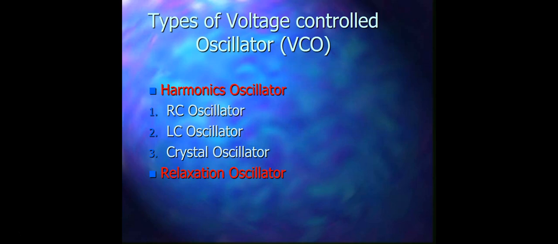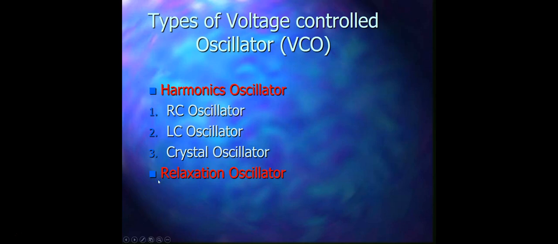Now moving on to the next slide. Here we see different types of voltage-controlled oscillators. Under that we have harmonic oscillators and relaxation oscillators. Under harmonic oscillators we have RC oscillator, LC oscillator, and crystal oscillator. All these oscillators generate a sinusoidal signal, whereas the relaxation oscillator generates either square, triangular, or sawtooth signals. Commercially, both types of oscillators are available in IC packages.